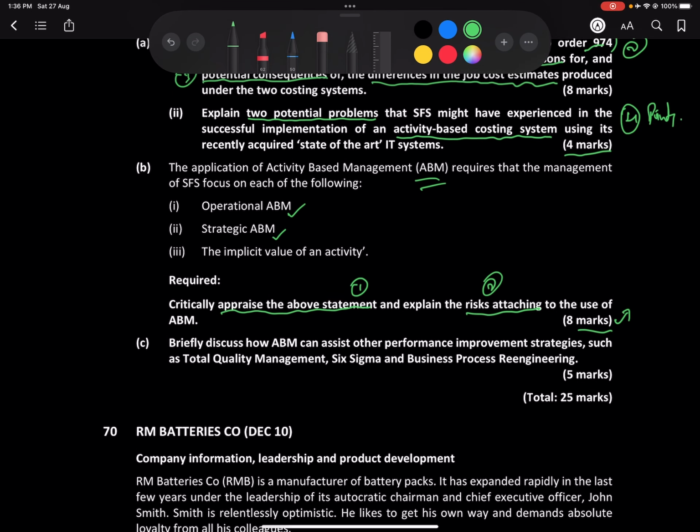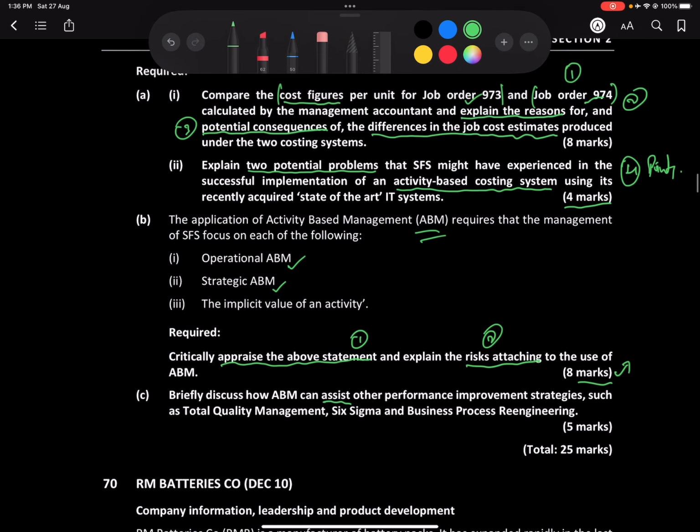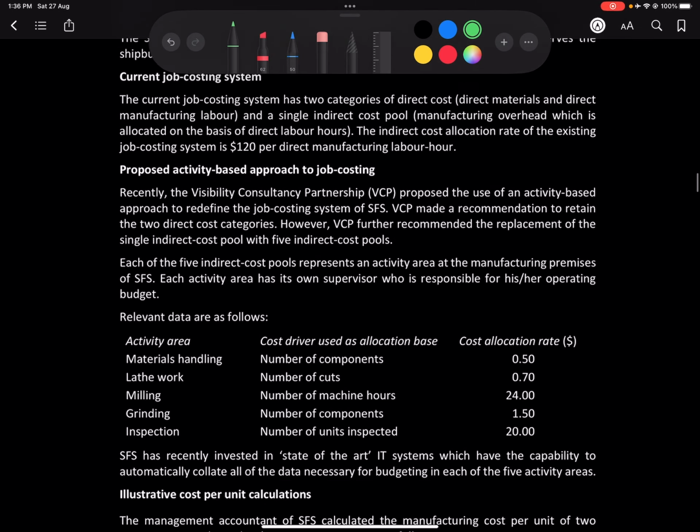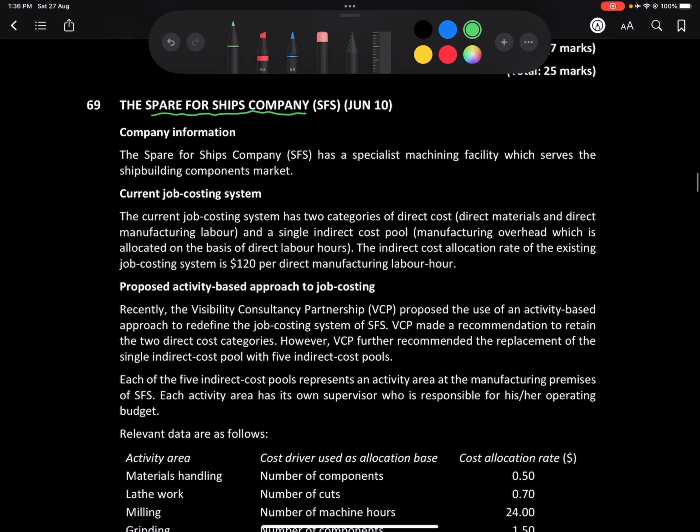Part C is about how ABM can assist other performance measurement improvement strategies such as total quality management, Six Sigma, and business process reengineering. Definitely it will help or assist in some way or the other. So we need to explain that for the other performance strategies. That's the requirement. Let's read through the case study a little bit.